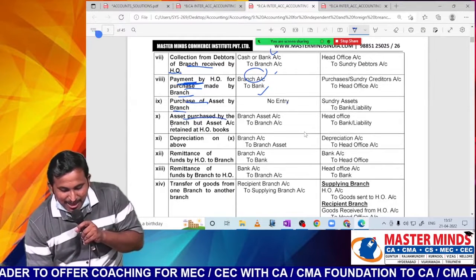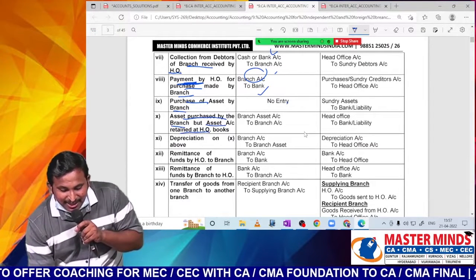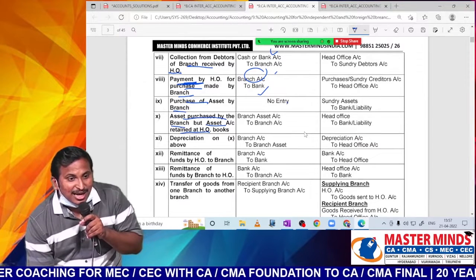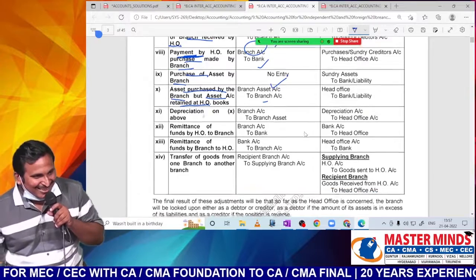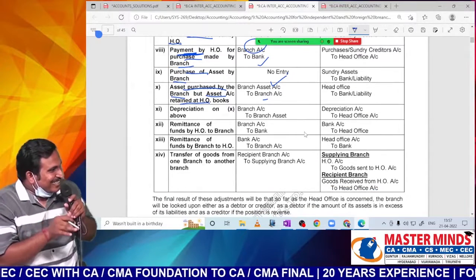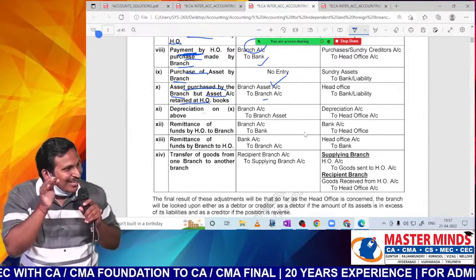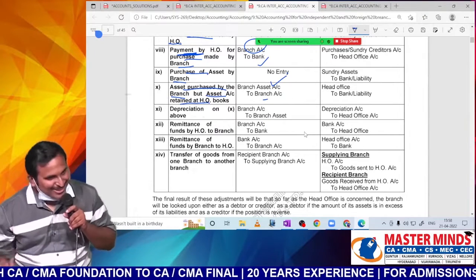Asset purchased by branch, but asset retained in head office. So asset account debit, credit is branch. Over. Sir, are you getting the point? Because they are telling the asset is retained in head office, record the asset balance in branch only.